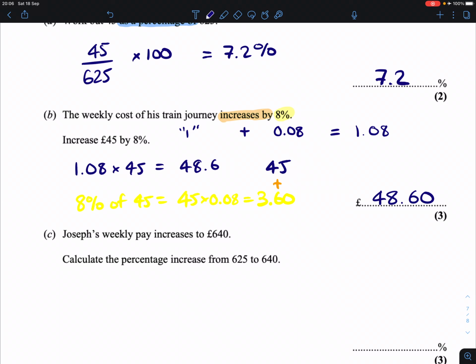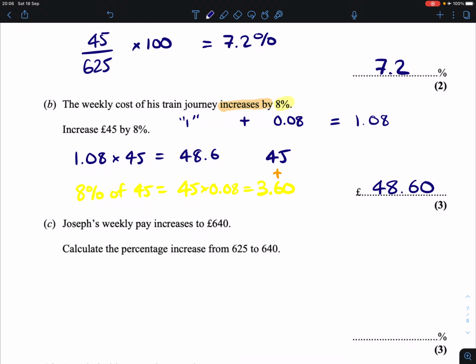It's not as efficient and it's not as smooth as using decimal multipliers. That's really what you want to be doing in terms of any percentages, is trying to either get or use decimal multipliers. It is much quicker, and it also helps you with trickier problems. That's that.